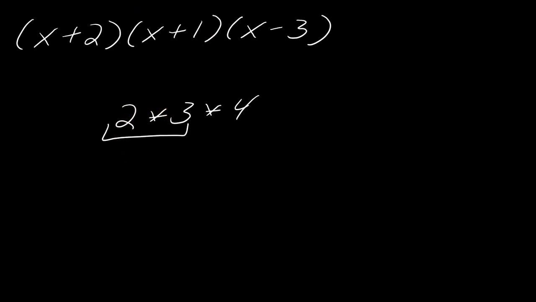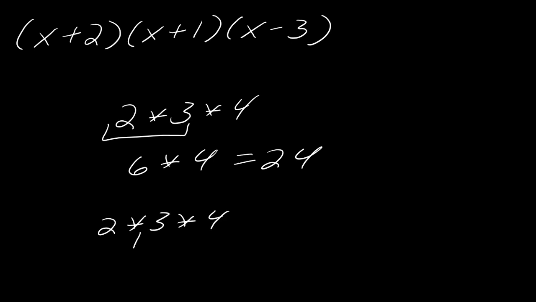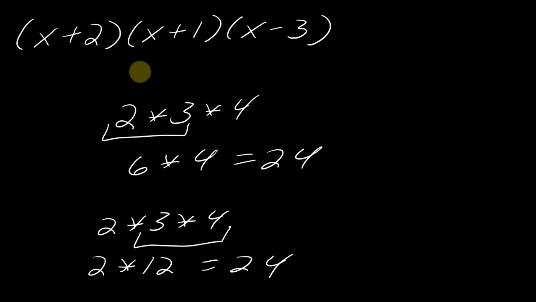So for instance, I might go like this first. So this would be 6 times 4, so this would be 24. Or, if I'm doing 2 times 3 times 4, in my head I could also say, oh, I'm going to multiply those together first. This becomes 2 times 12, so this equals 24. So what you would do with numbers, it's really the same thing that you're going to do with polynomials.